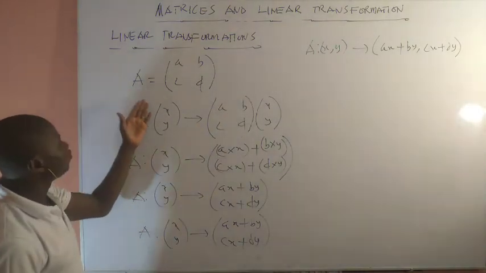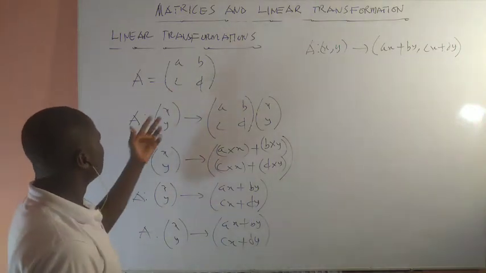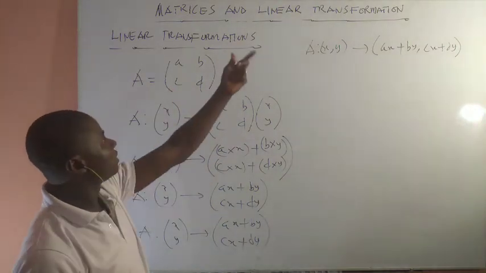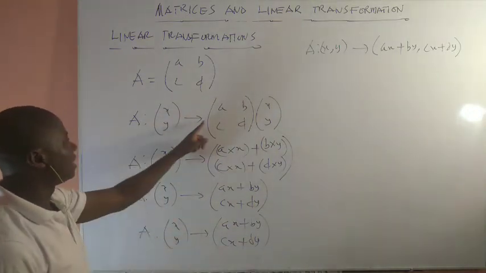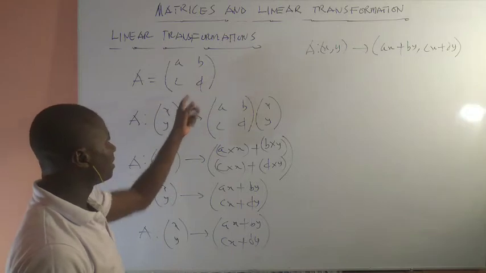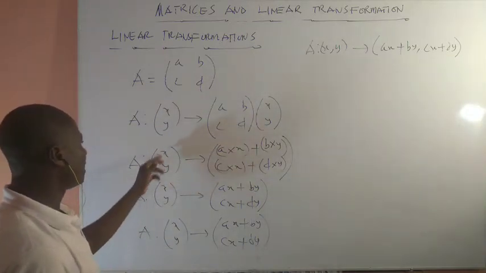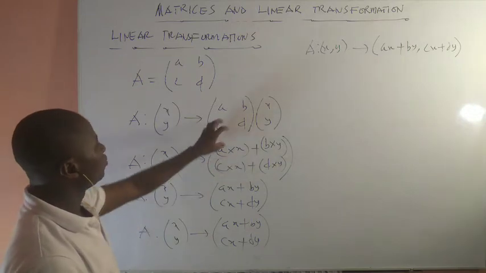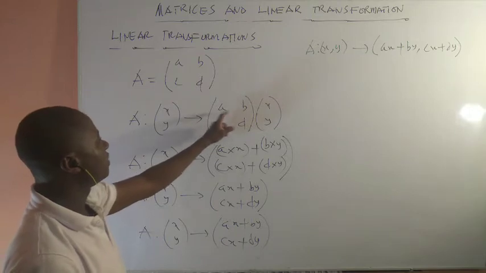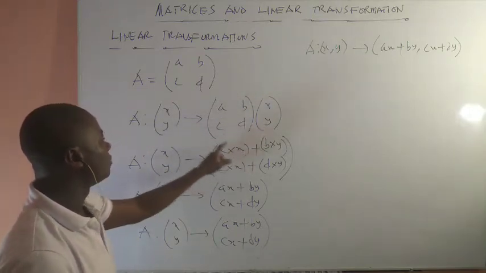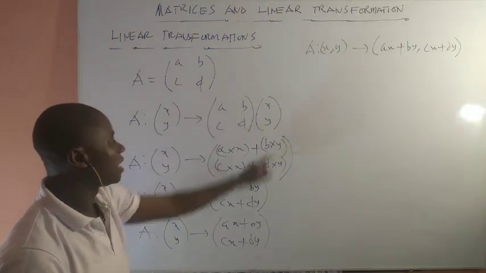So if you are given the 2 by 2 matrix A equals A, B, C, D, and trying to get your linear transformation from the matrix, that is what you see. So we have A of xy, and that maps to A, B, C, D. That's the matrix you are given. Now we have xy. So A of xy maps to, we now multiply the matrix by the column matrix. So we have A times x plus B times y. And we are done with the top. Then we have C times x plus D times y.